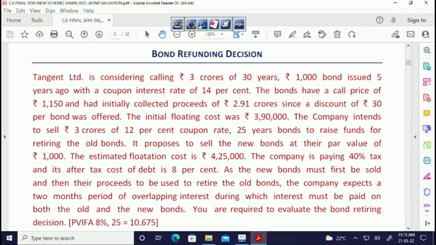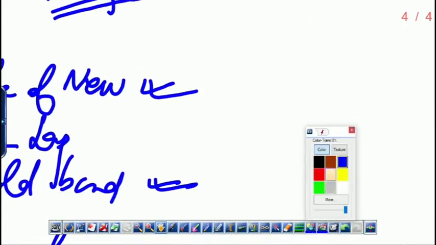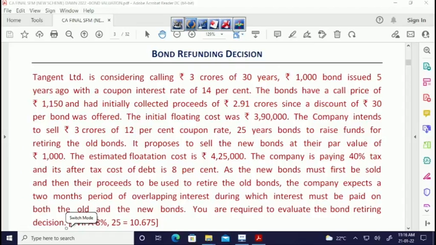The company intends to sell 3 crore 12% coupon bond. That's the fact. Instead of 14 we have to pay 12 now. New bond, 25 years, to raise fund for retiring the old bond. It proposes to sell the new bond at par value, no discount, but the flotation cost is 4 lakh 25,000. So today the extra outflow is that 45 lakh we are paying extra and the 4 lakh 25,000: 49 lakh 25,000 is the extra outflow today.